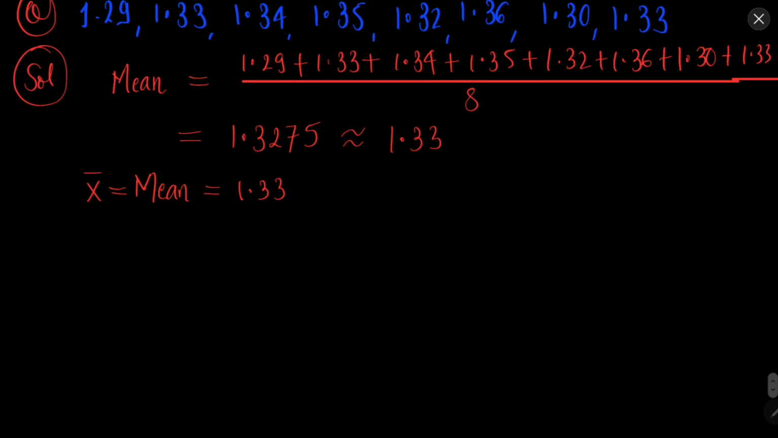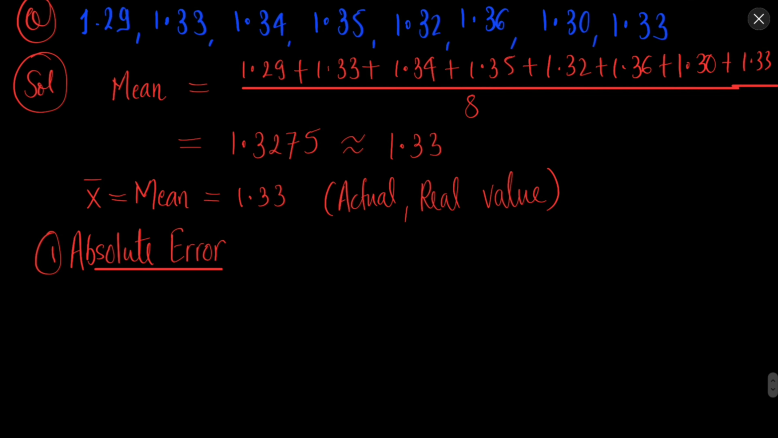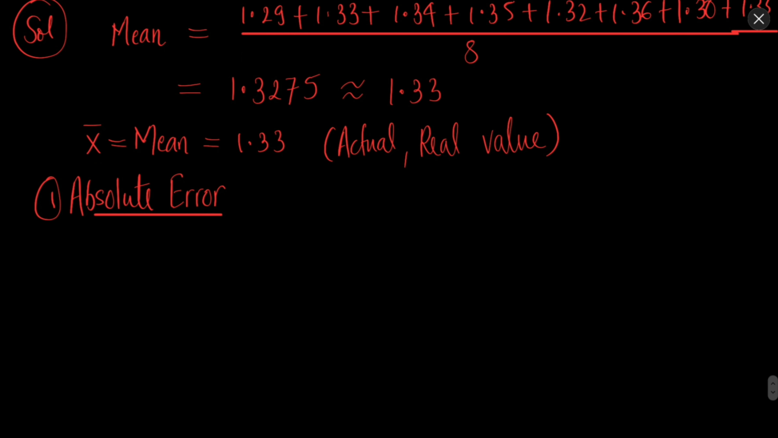Now first we'll start with the absolute error. So how to find the absolute error? So absolute error is quite simple. Absolute error tells us about the error in the measurement as compared to the mean value or the actual value. Mean value is sometimes also called the real value, actual value, okay, of the measurement. So absolute error tells us how much the measurement is different from the mean value or the actual value.